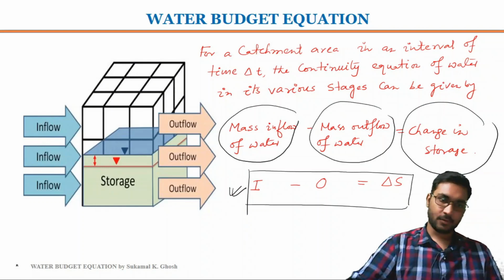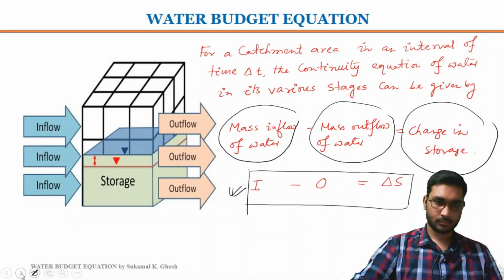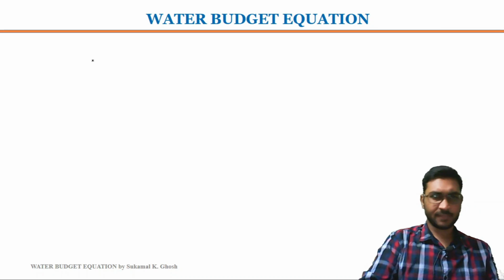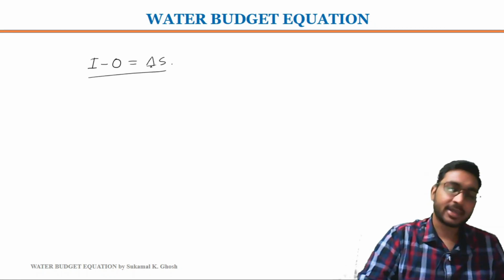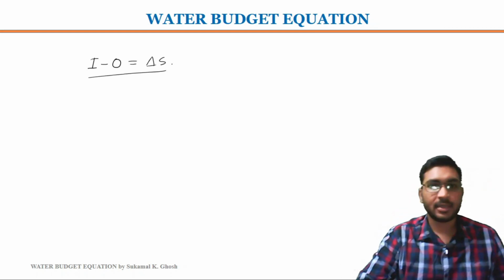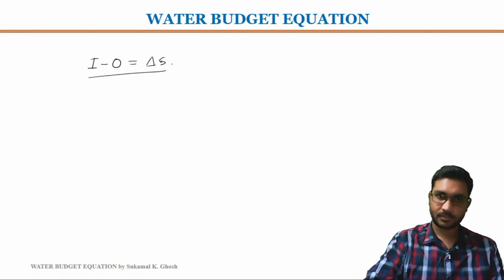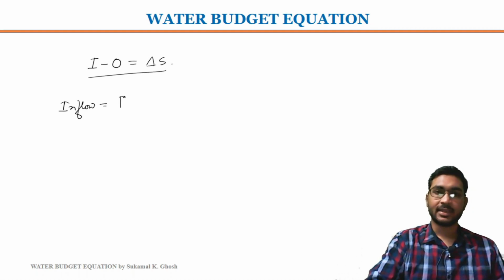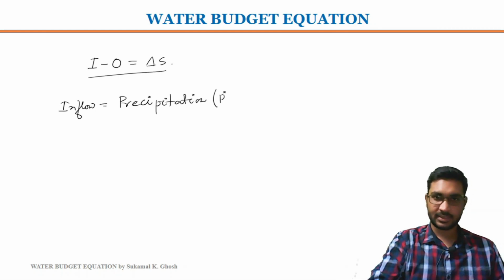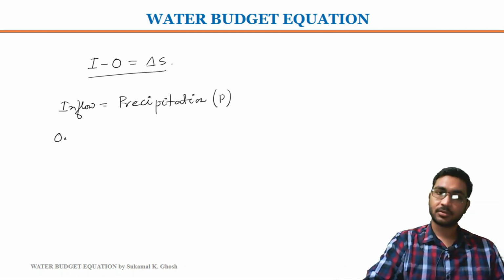Now we will expand this equation. We just derived that inflow minus outflow equals change in storage. If we consider a catchment area, what are the inflows of water? It is only the precipitation, right? The precipitation is the inflow. And what are the outflows?